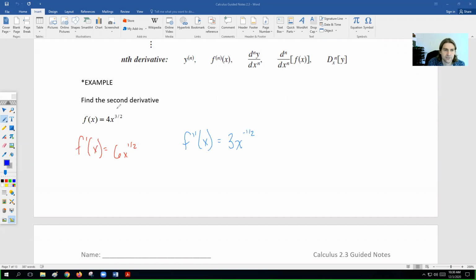Now that we got it to our final one, that's when we should rewrite our answer. So this should be 3 over radical x. So there is the second derivative of f of x in this case.